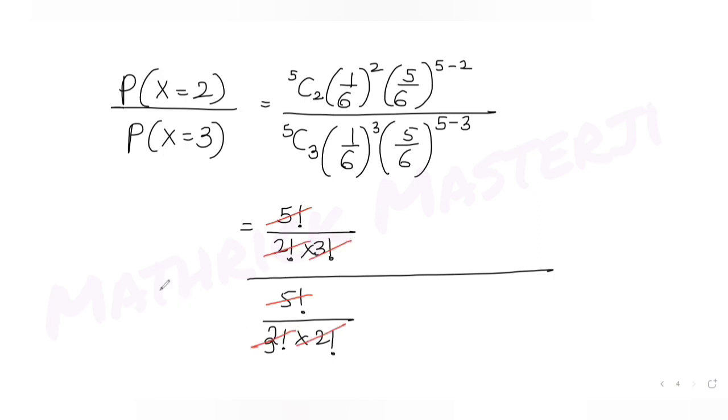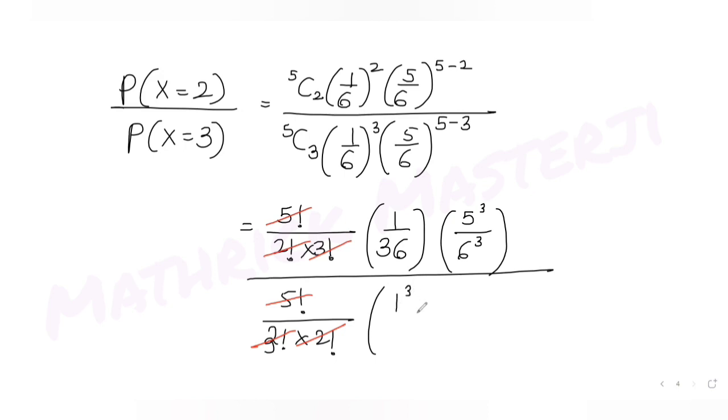Now, once this entire thing gets cancelled out, you have 1 over 6 the whole square, 1 over 36, and 5 over 6 cubed, so 5 cubed over 6 cubed. Here you get 1 over 6 cubed, so 1 cubed over 6 cubed. So this also gets cancelled. And here you have 5 over 6 raised to 2, so 5 squared over 6 squared. So you can cancel 6 squared also, and 5 squared also you can cancel. So you are just left with 5.